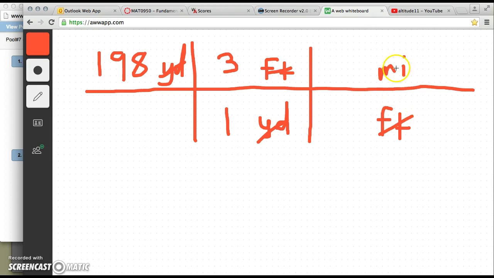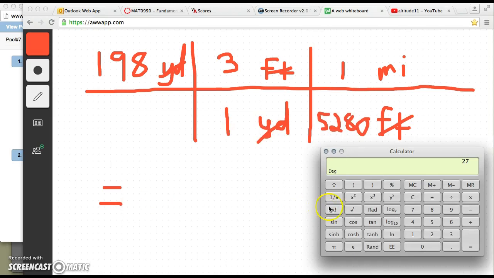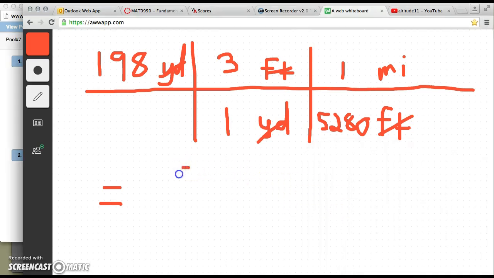So what do I know about feet and miles? Well, I know that there are 5,280 feet in 1 mile. So now you just want to multiply straight across on the top of the fence and on the bottom of the fence, and we'll see what we have left here. So we have 198 times 3. I'm not going to be able to finish this. So that is 594, and that would be all over 5,280.